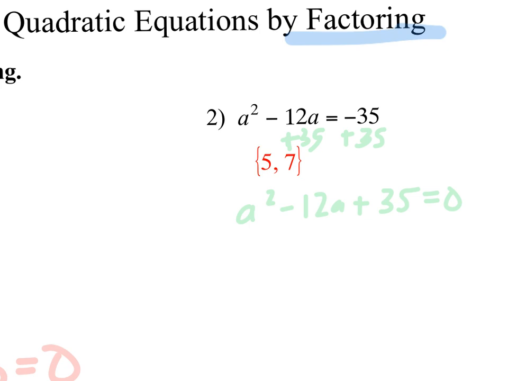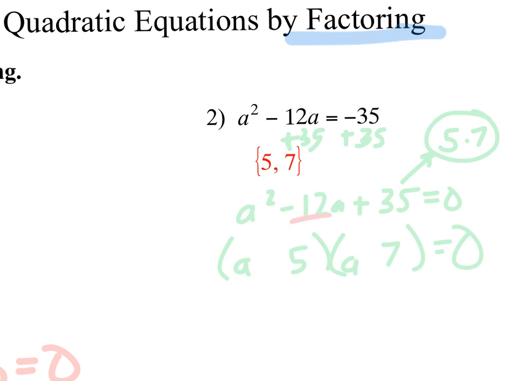Now, this one has 3 terms, so this is going to be your traditional 2 sets of parentheses. What's going to give you a squared? A times a. And what are the 2 factors you readily think of for 35? Most people will list 5 and 7 from their multiplication tables. 5 plus 7 equals 12, which is what we want to get right here. Now, 12 is negative, so they would both have to be negative.